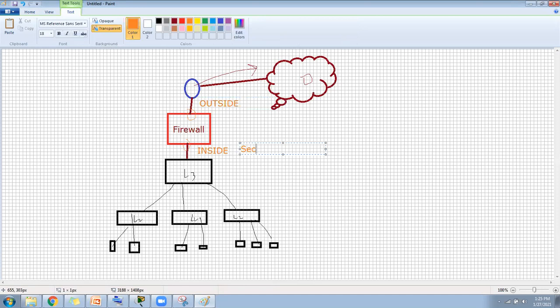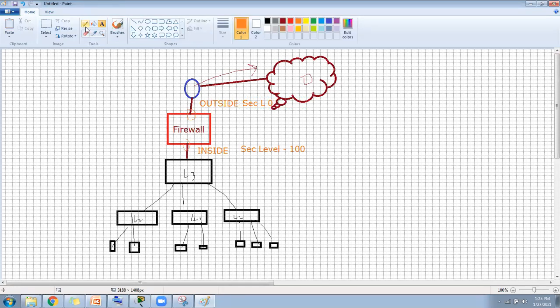And the security level I will say is 100 here, and here the security level will be 0. So while configuring the firewall interface, you need to say which security level it is. You need to give the IP address under the firewall, then you need to give the security level, and you need to say which zone it is. So what will happen? Here you have two zones, inside and outside.